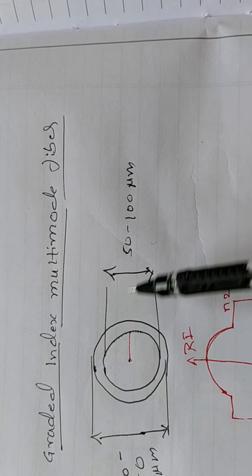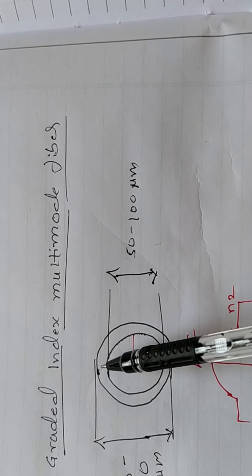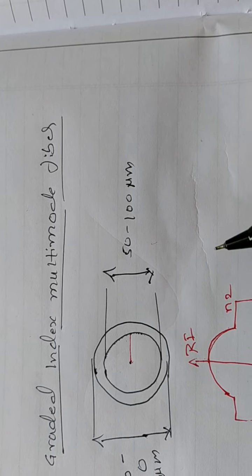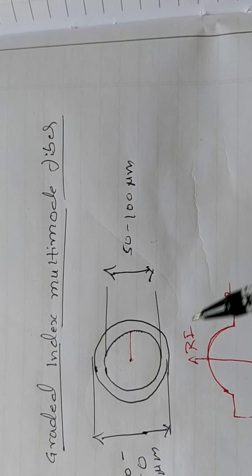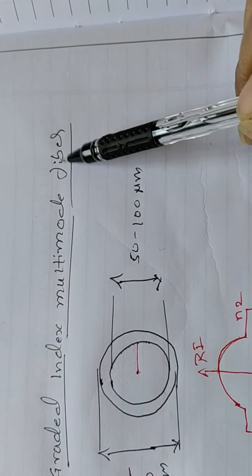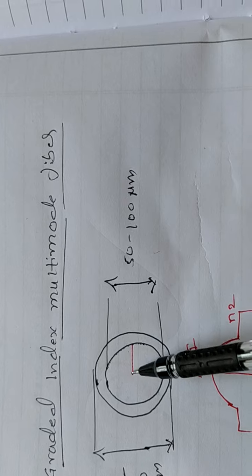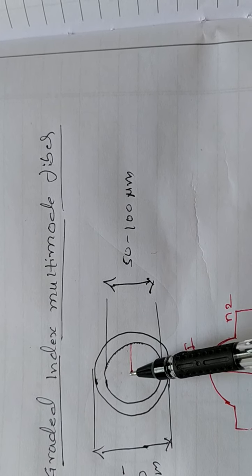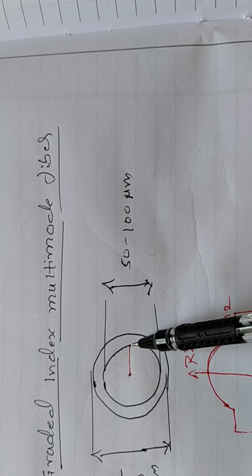Diameter of the core is about 50 to 100 micrometer. Diameter of the cladding is about 100 to 250 micrometer. It's almost the same as that of the step index multimode fiber. But the only difference here is, in case of graded index multimode fiber, the refractive index of the core is not uniform. It is not just N1. It is graded from the center towards the edge of the core.